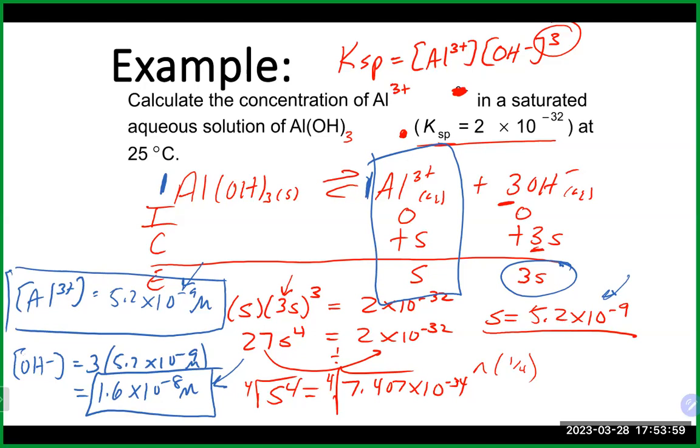Let me double check here. So we took 2 to the minus 32 divided by 27, and then we took the fourth root of that, which gives us 5.2 times 10 to the minus 9. So again, in your calculator, you could take the number, probably hit the caret button, put a parentheses 1 divided by 4 and hit equals. That's a way that you could do it. Other questions?